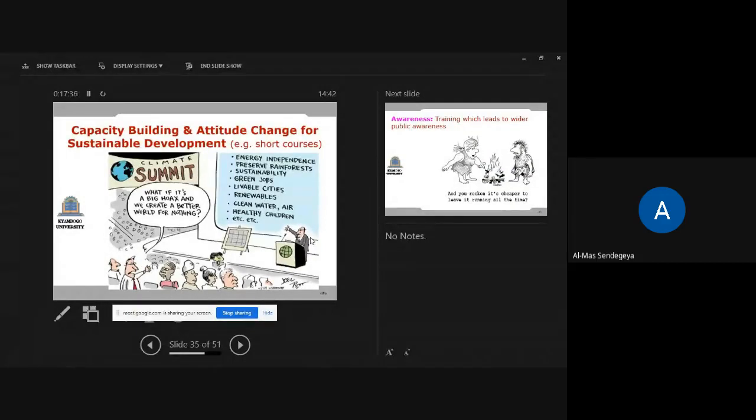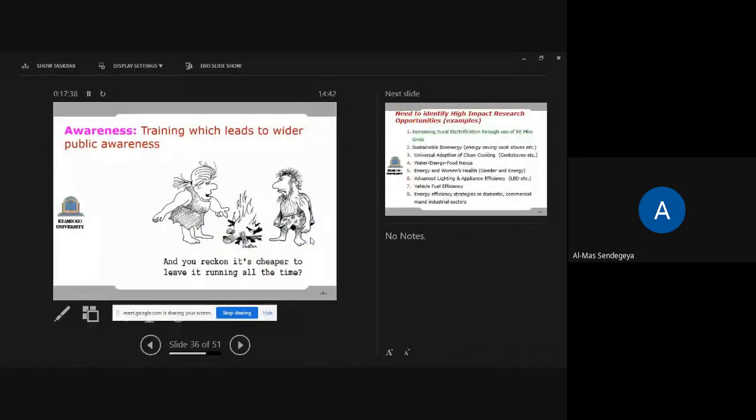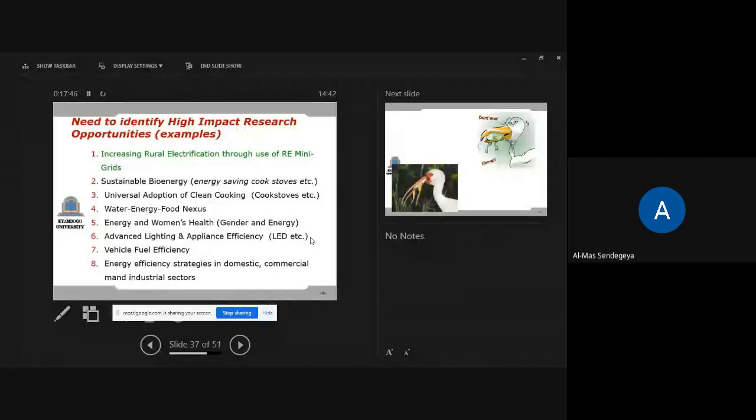Capacity building is a very important area. Awareness among the public, very, very important. We need to identify high impact research opportunities. For example, increasing rural electrification through the use of renewable energy mini grids, sustainable biomass, energy saving cooking stoves, universal adaptation of cooking, water, energy, and food mixers.